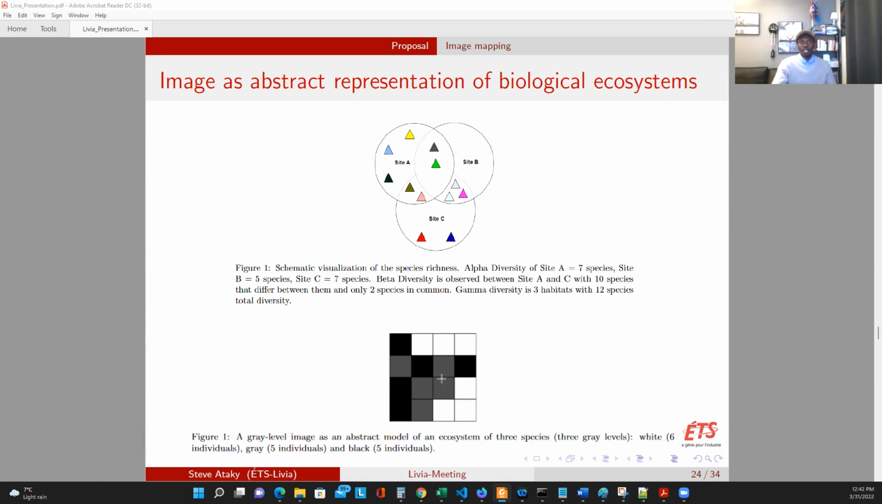Now here we have an image example of how an image can be represented as an ecosystem. Let's take this gray image as an abstract model of an ecosystem. Here we can see that we have 3 gray levels. We have white with 6 individuals, gray with 5 individuals, and black with 5 individuals.